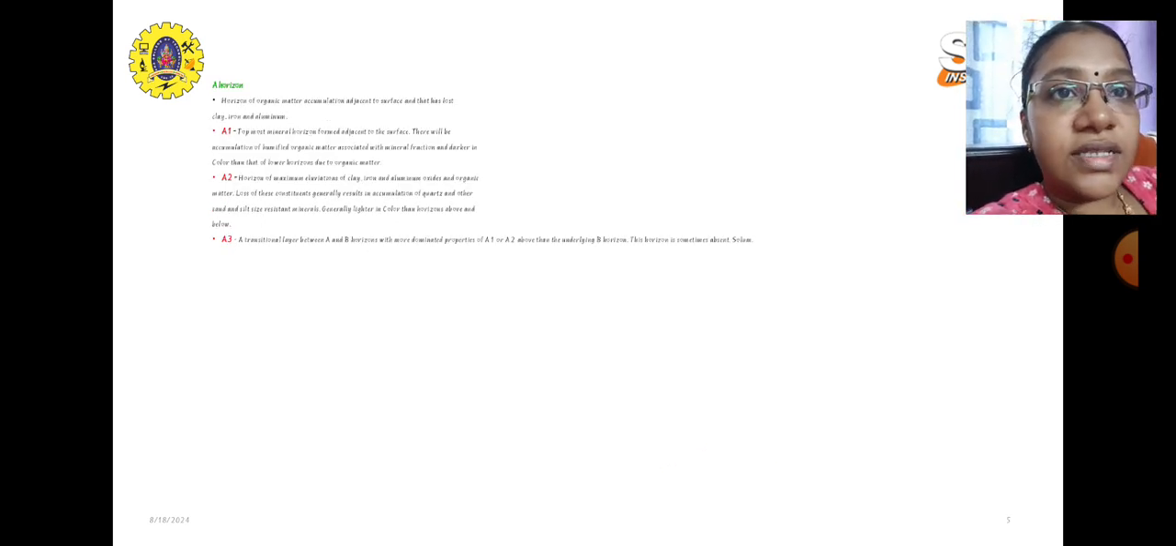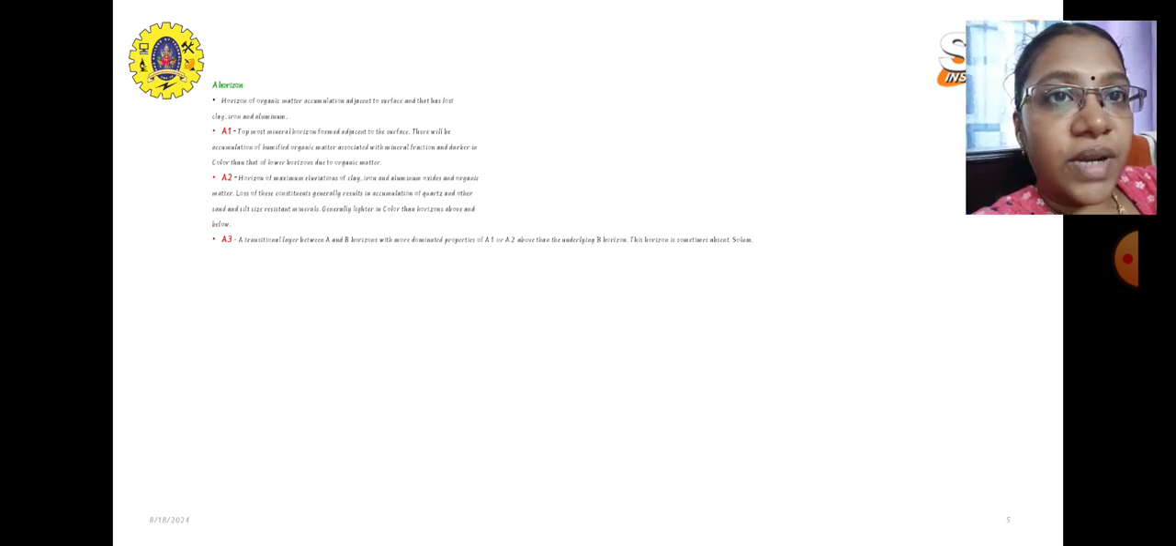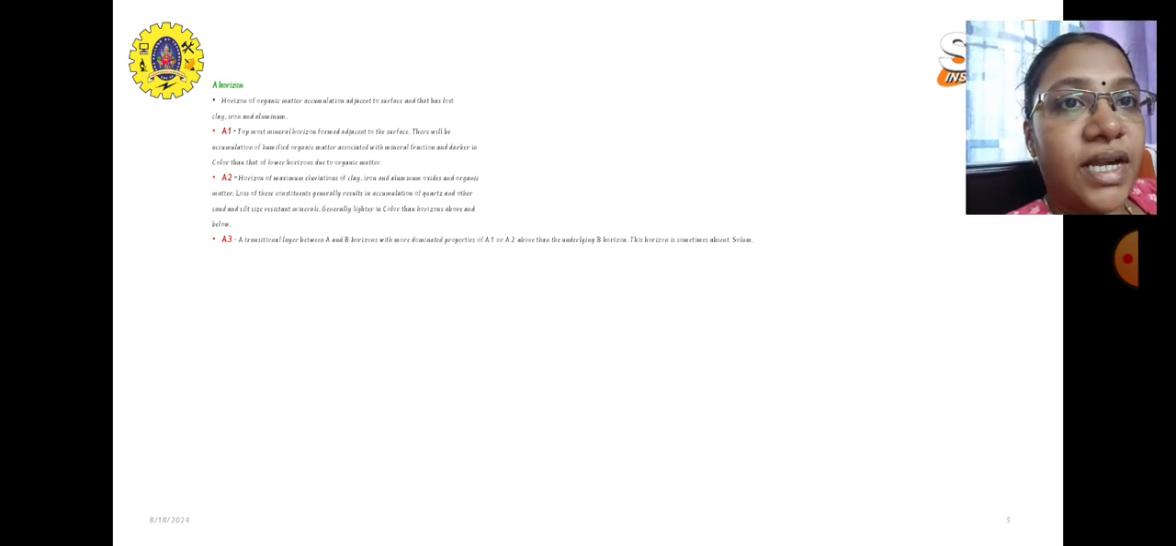And the A horizon is a horizon of organic matter accumulation adjacent to the surface that has lost clay, iron and aluminum, we call it as the A horizon. So we categorize the A horizon into A1, A2 and A3. A1 is the topmost mineral horizon that is formed adjacent to the surface, and also there will be accumulation of humified organic matter associated with the mineral fraction and darker in color than the lower horizons due to the organic matter.